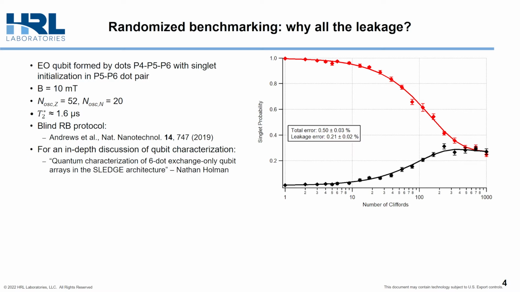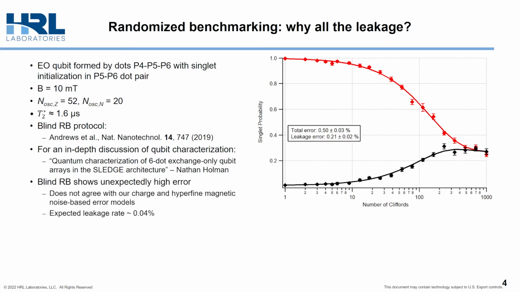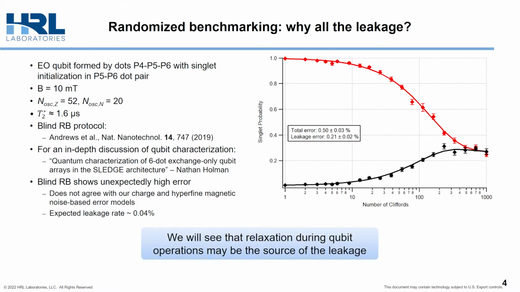For more information on our blind RB protocol with results that are from a different device, please see our Andrews et al. publication. And for an in-depth discussion on qubit characterization, please see my colleague Nathan Holman's talk. Now, the benchmarking results of this particular qubit state that we have a total error rate of 0.5% and a leakage rate of 0.2%, results that do not agree with our charge and hyperfine magnetic noise-based error models. We expected a leakage rate closer to 0.04%, and what I hope to demonstrate is that relaxation during qubit operations may have resulted in the high leakage rate for this particular qubit.